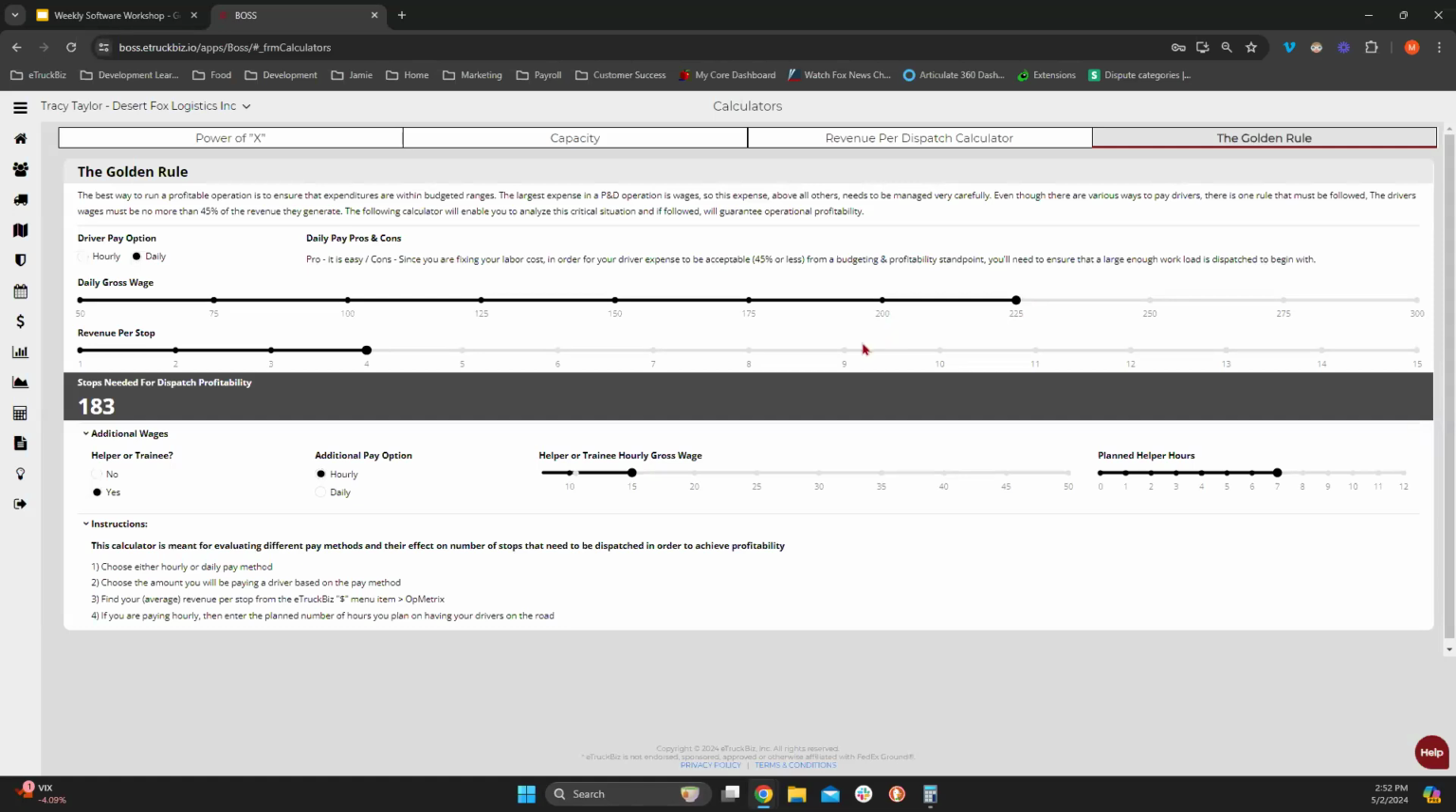Yep, you would just make it so that they have a daily wage and put that in there, and then make sure that you're putting in your revenue per stop. And that does put paying by the stop in perspective as well. Did we know that we were paying them maybe $225 a day? Until you put it in that perspective, then it's a little different.